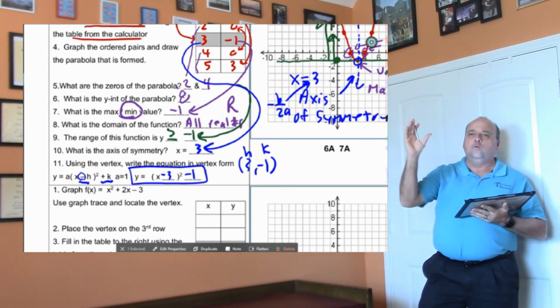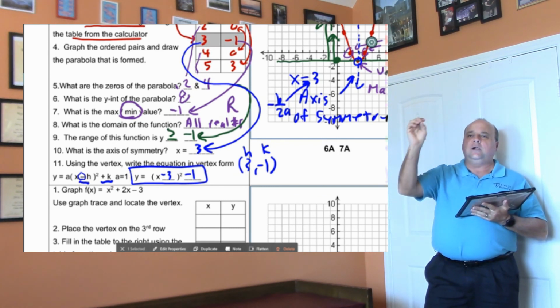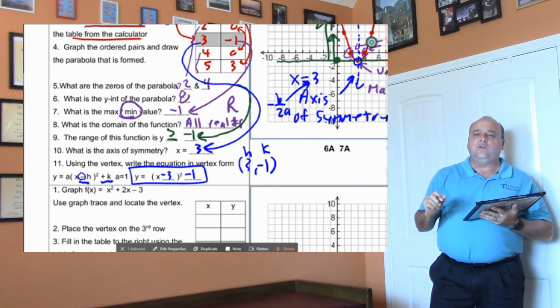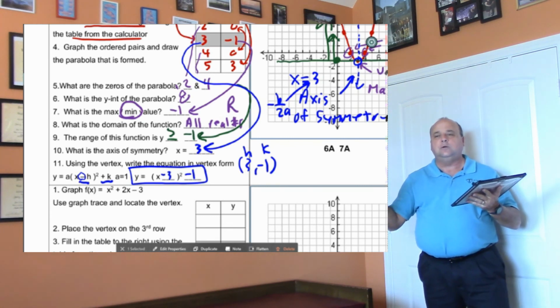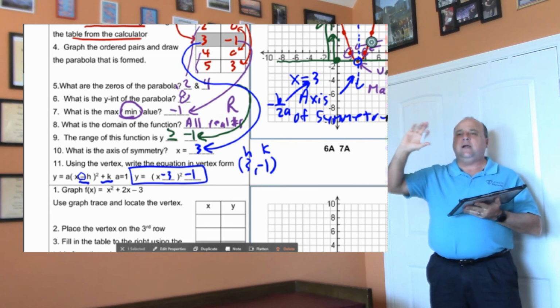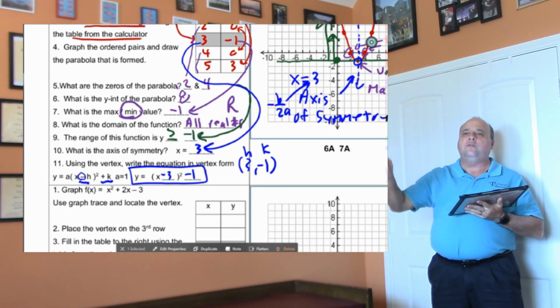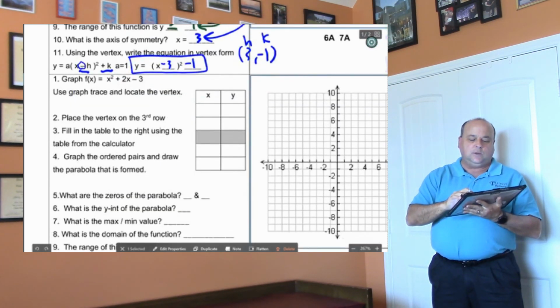Oh, I'm going to do one more with you, and then we're going to get the axis of symmetry for the other two. This is a lot of information, okay? You're only going to get to graph 2 of these. Make sure you're writing down all the vocab. So let's go to the next one.